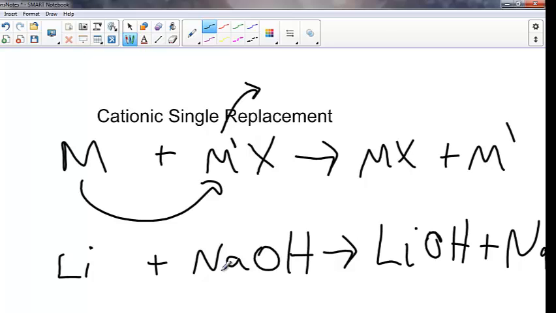Now notice how I've done this. This guy's a metal. A metal always makes a cation. It's always going to replace the other metal. Please don't put the two metals together into some sort of compound, because that's not going to happen. Two positives are never going to come together. It's got to be a positive and a negative. The metal has to replace the metal. Don't throw it out here and make it NaLi or something. Don't do that. You know what compounds look like. That's why we spend all that time on naming. So that is a cationic single replacement.